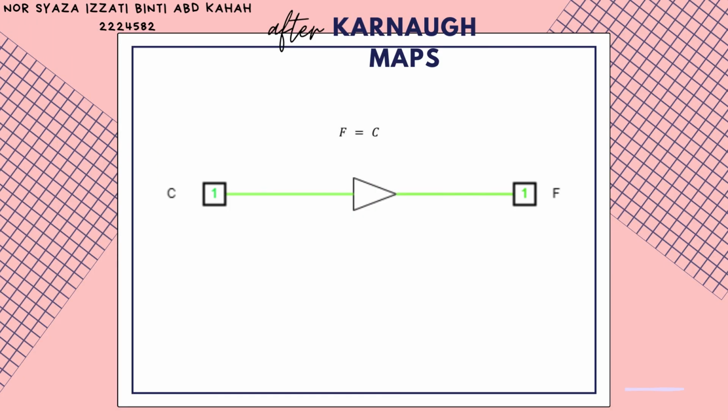Now I will show you the graphical symbol of the equation after the Karnaugh map. So after the Karnaugh maps, the final equation is F equal to C. So this is the graphical symbol of F equal to C.